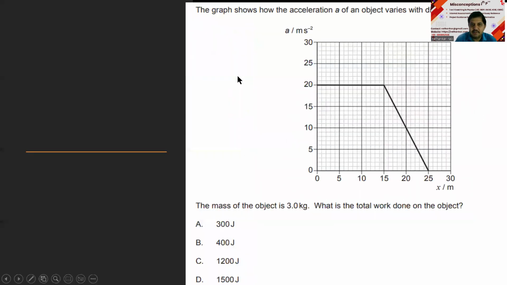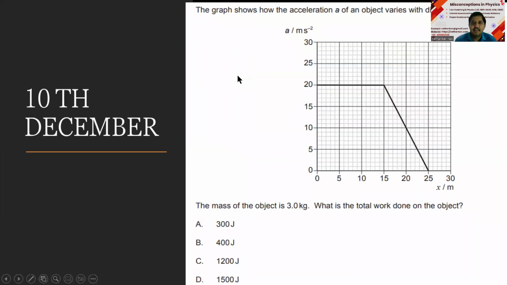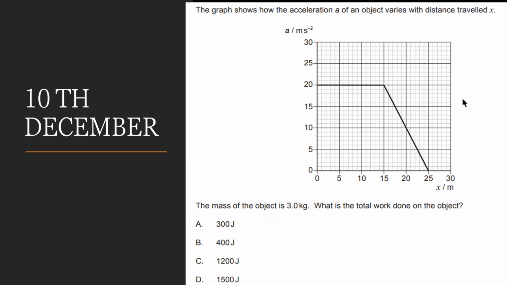Now, the questions that were asked were as such. The graph shows the... Oh my God, this question has been blocked with this. Just give me a moment. Let me stop my video. I have blocked my image so that you are able to see the question correctly. The graph shows how the acceleration a of an object varies with distance traveled x, and you need to find what is the work done on the object.